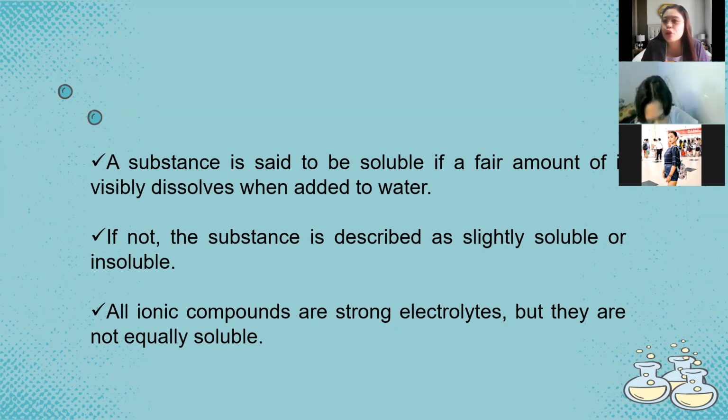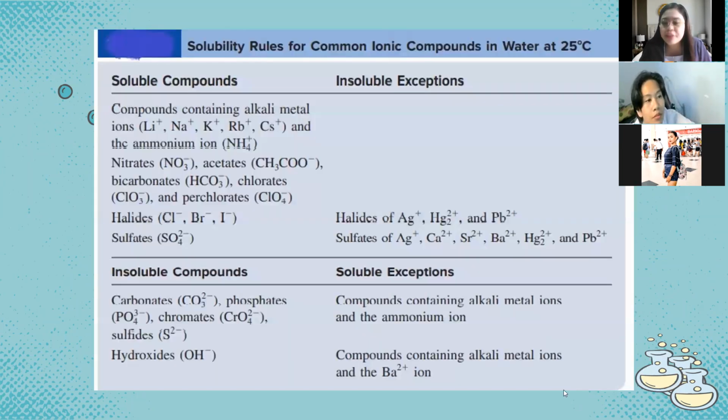Now, our ionic compounds, those compounds with cations and anions as components, yung mga strong electrolytes natin, merong ibang soluble sa kanila, meron ding hindi. So hindi talaga lahat ng ionic compounds natin or strong electrolytes ay soluble sa tubig. So, to guide you, we have here, class, solubility rules for common ionic compounds in water at 25 degrees Celsius.